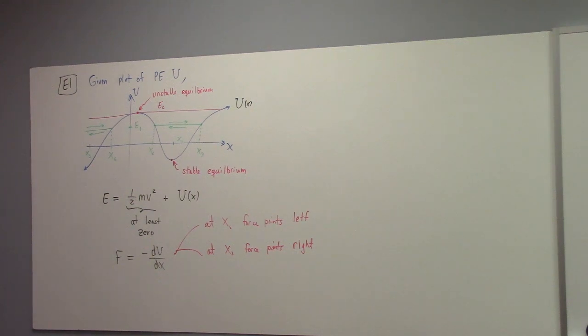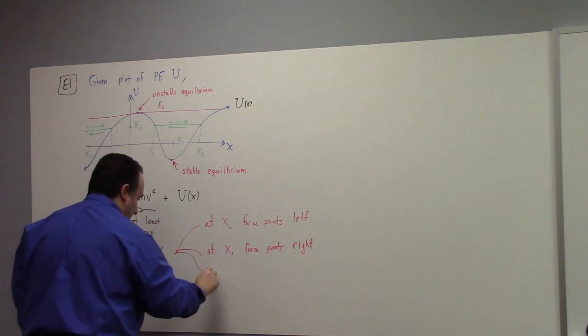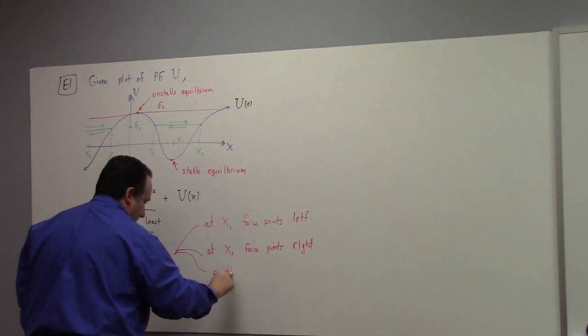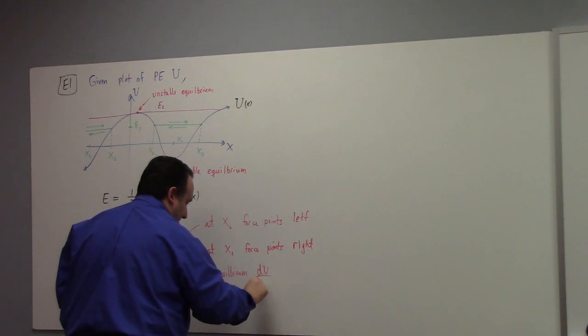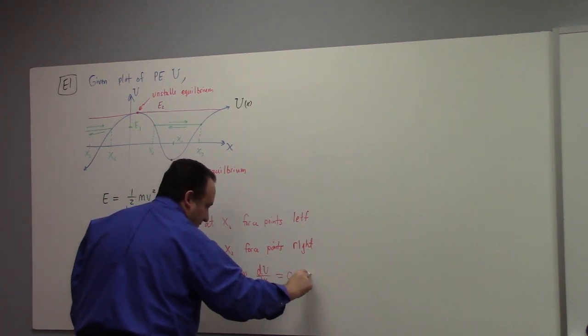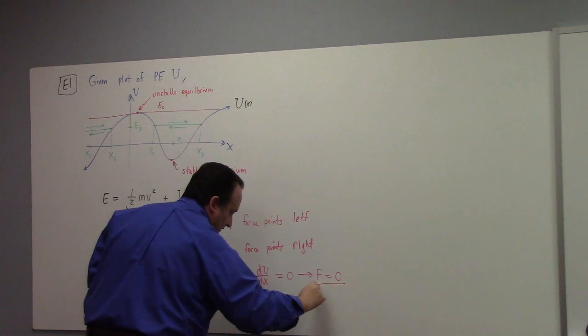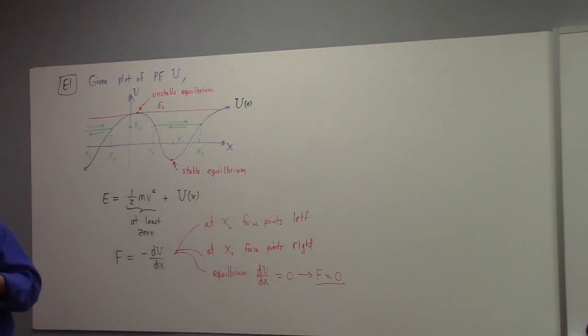What can you tell me about equilibriums? What are those points as it relates to the force? That's where dU/dx is what? 0, which means the force is 0. So equilibrium points are places where the force is 0. The force being 0 could either indicate a stable or an unstable situation, depending on whether or not you're at the top or the bottom of a potential well. That's it. All right, that's it.